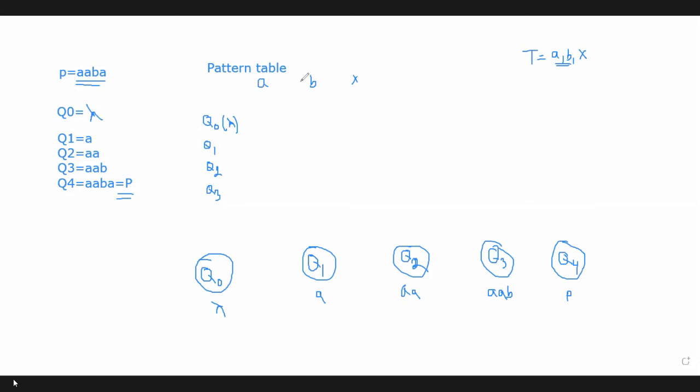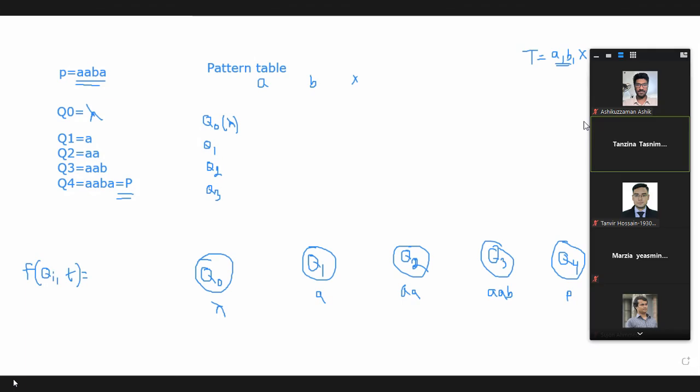This table is actually a function of all the characters of pattern and all the characters of text. We can denote it as a function of the characters of pattern, Ui, and another is T, where T means the character of text. Here when i equals 0, that means when you are taking the first state Q0, what is the value? It's a null substring, the value is lambda, right?